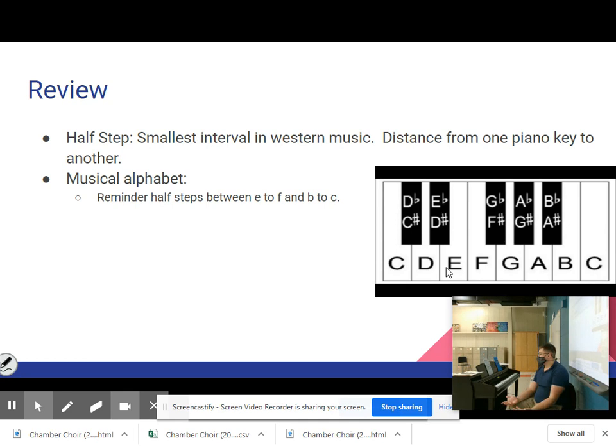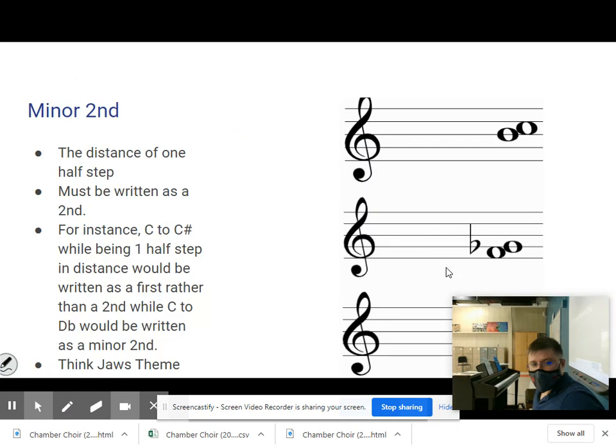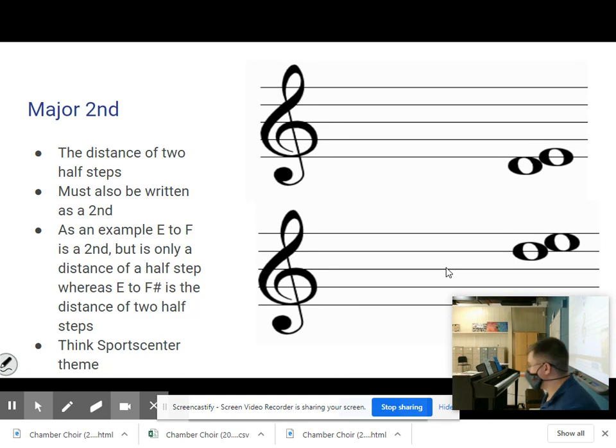So in order to make it a major second, we need to raise it because we need to make the distance longer between the two notes. So what we do is we turn that F into an F sharp, and suddenly we have two half steps. And we get a major second, right? So that's where our accidentals come into play: they change the values of the note so we can get the correct interval we're looking for. So E to F sharp is a major second, whereas E to F is a minor second. And for major seconds, we use the SportsCenter theme. So that's kind of how we decide how things are.